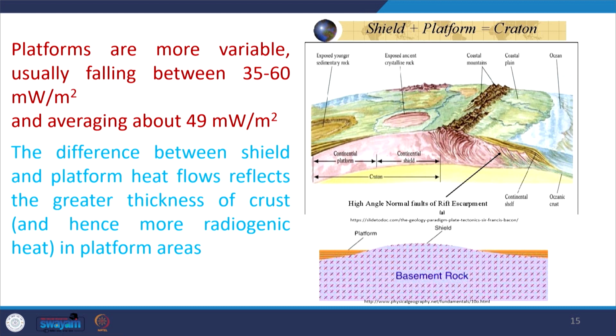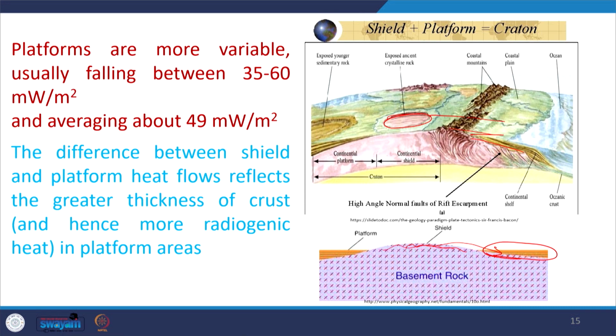So, now you see here we have the shield area, that is the exposed Precambrian basement, and now we have the platform cover, the sediments which are covering the shield area. Now, these covered regions are producing more heat. Why? Because, if you remember our earlier class, these sediments are produced from the erosion and weathering of the upper crustal area.